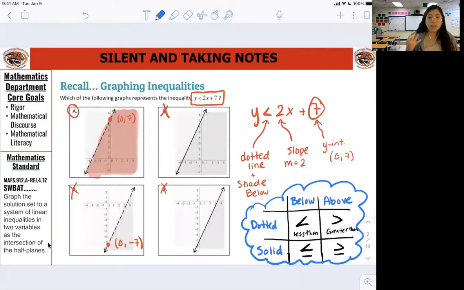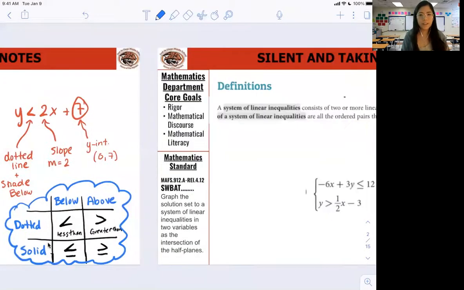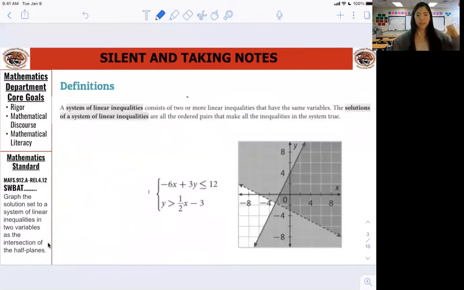Okay, so now let's actually, I know you guys are all at the edge of your seat. You just can't wait to find out what it looks like when you have a system of inequalities. So here we go, without any further ado. There it is. There is a system of inequalities.